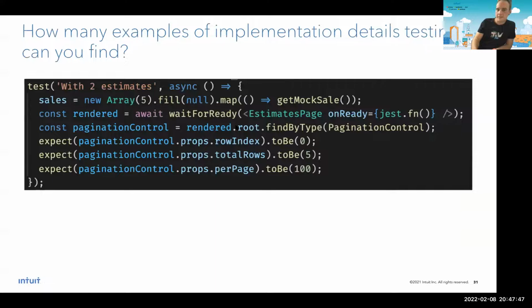And let's go to the second question. I believe you have much more details right now to answer it. That's the test of the same estimates page. What it does is search for the pagination control component, which is Pagination, and it checks its props to verify that the numbers are displayed correctly. How many examples of implementation details testing can you find here? And take into consideration that I count the repetitive examples. Like here you have some implementation details testing which are repeated, so count them all together.